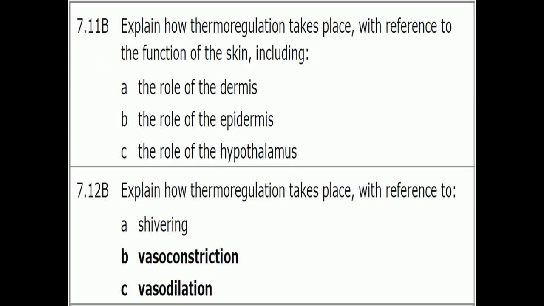So using the spec, this is what you need to know. You need to explain how thermoregulation takes place in terms of the function of the skin, including the role of the dermis, the epidermis, and the hypothalamus. And then you've got to explain how thermoregulation takes place, referencing shivering, vasoconstriction, and dilation. And notice, in terms of the function of the skin, we know the role of the dermis is that it has temperature receptors that can transmit impulses to the hypothalamus to tell the hypothalamus any change in the external temperature.